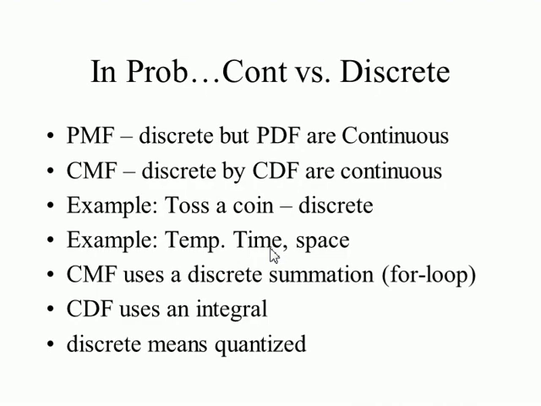So we now know the difference between a probability mass function and a probability distribution function. Probability mass function is discrete. Probability distribution function is continuous. When you want to do a cumulative distribution function, you use an integral. When you want to do a cumulative mass function, you use a sigma. You do a summation. So as a result, one is really very good for calculus, and the other one is really very good for for loops.